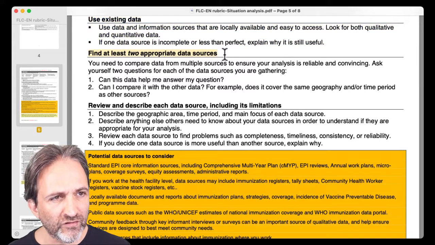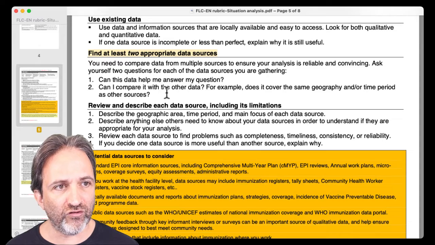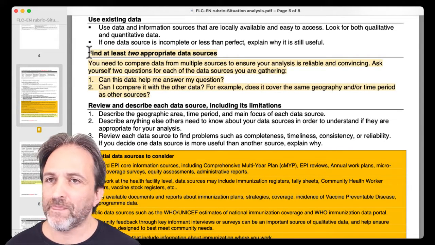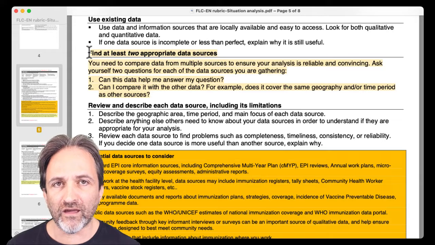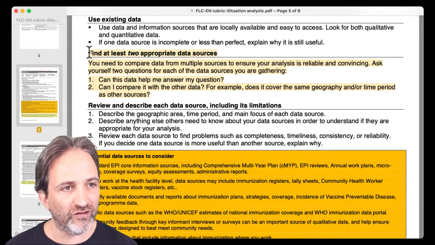Next, I say, well, I want to find at least 2 appropriate data sources. Why do we require you to have at least 2? There's a lot of evidence that suggests that any single data source, even a reliable one, is going to be incomplete when it comes to tackling the underlying causes of a challenge, of a situation.